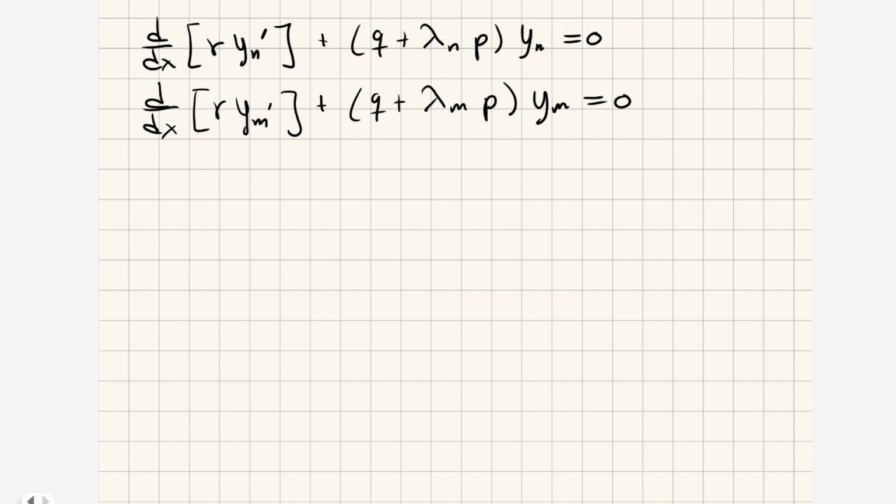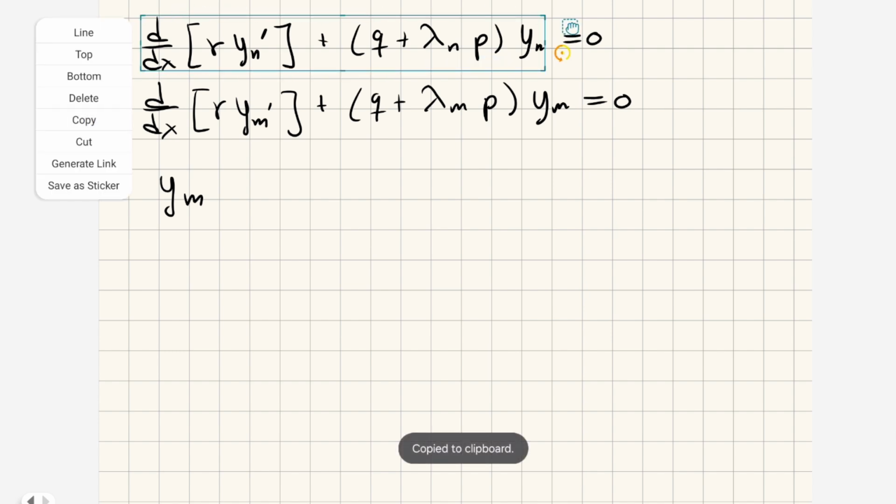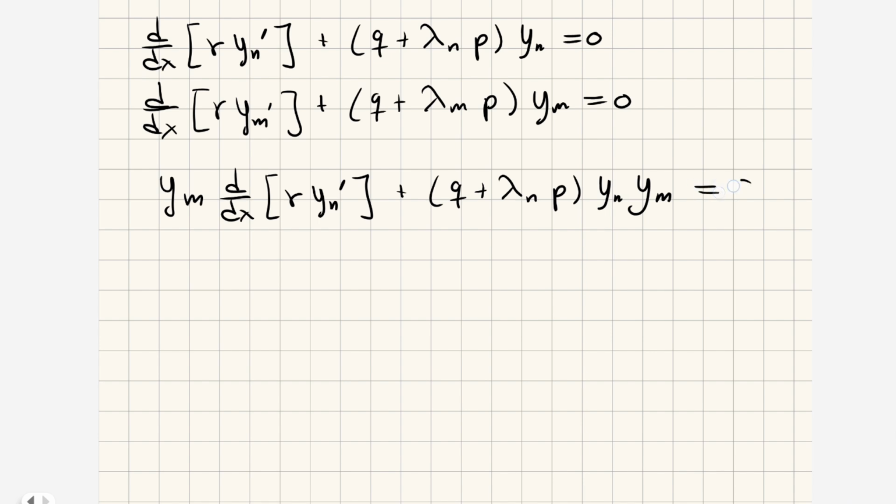So what we are going to do first is to multiply the first equation by y_m, and then the second equation by y_n. If we do that, we are going to get y_m times all these things that I have here, equal to 0, and then y_n times all these things.